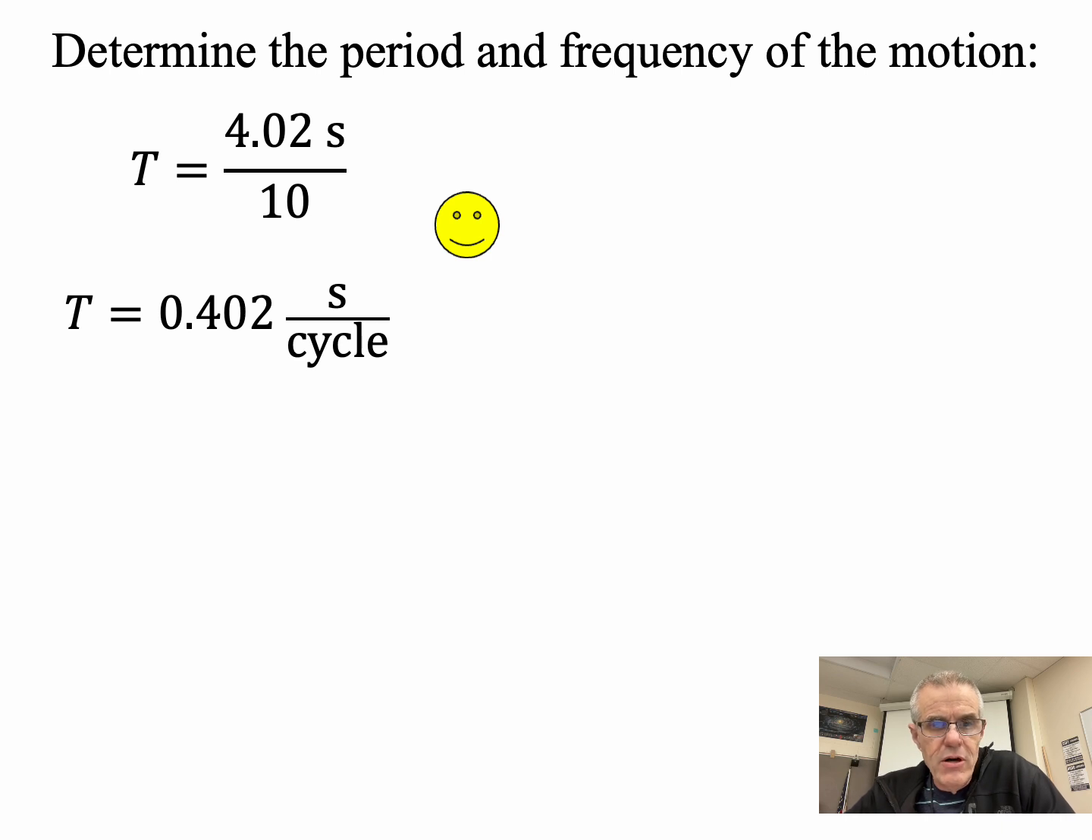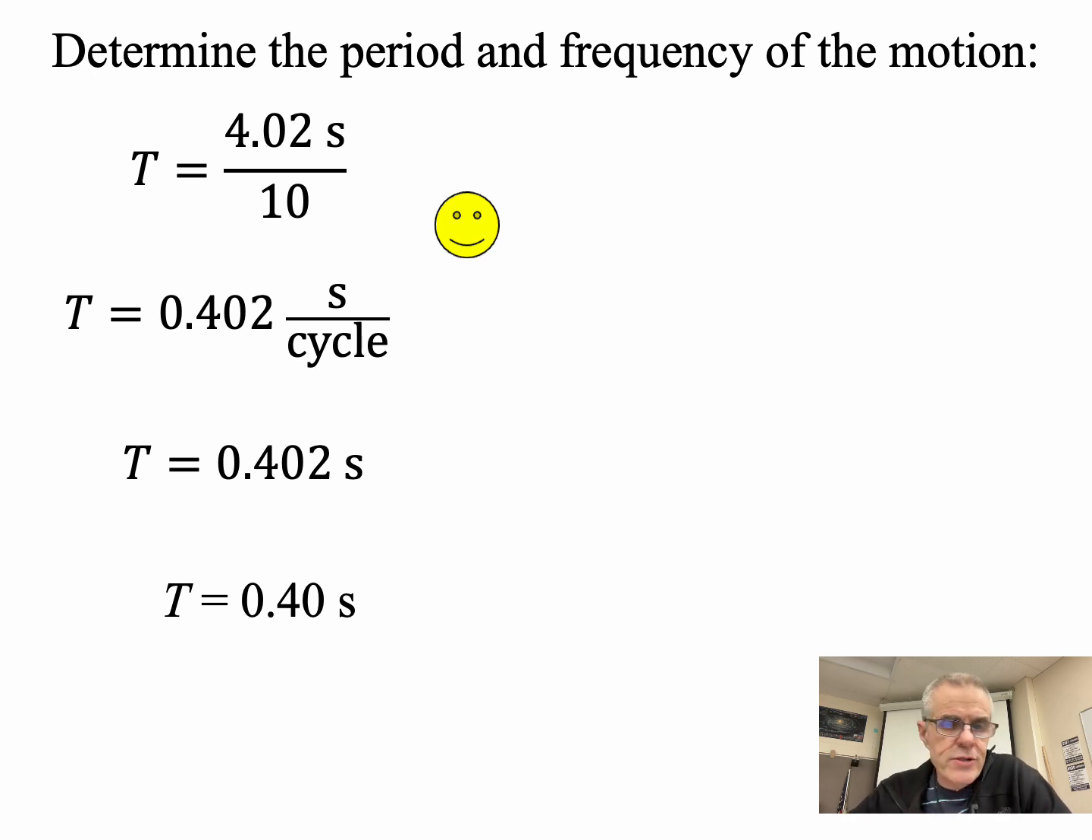So that would be telling me, oh, there are 0.402 seconds per 1 cycle. Now, we don't normally write down the word cycle because that's implicit in what we're finding. We're finding the period, and by definition, that's the time for 1 cycle. So our correct answer here for the period would be, the period of this motion appears to be about 0.40 seconds if we round off a little bit, given the uncertainty in our numbers.